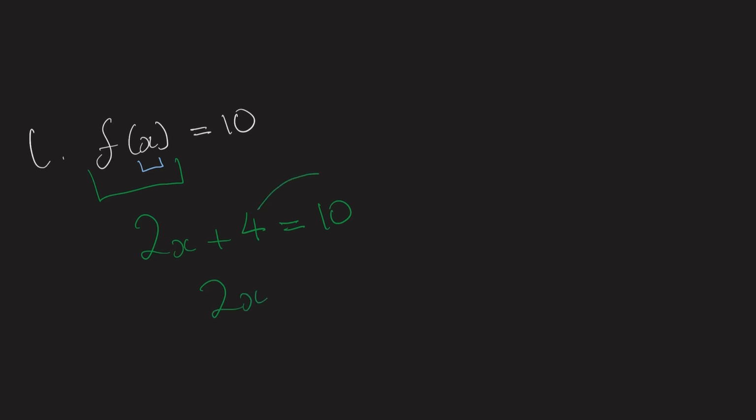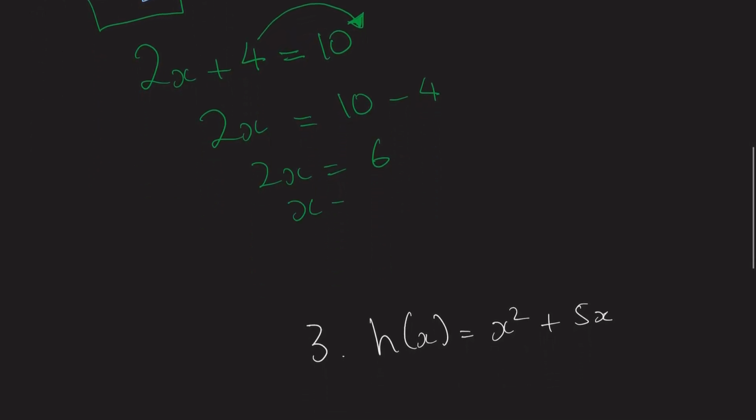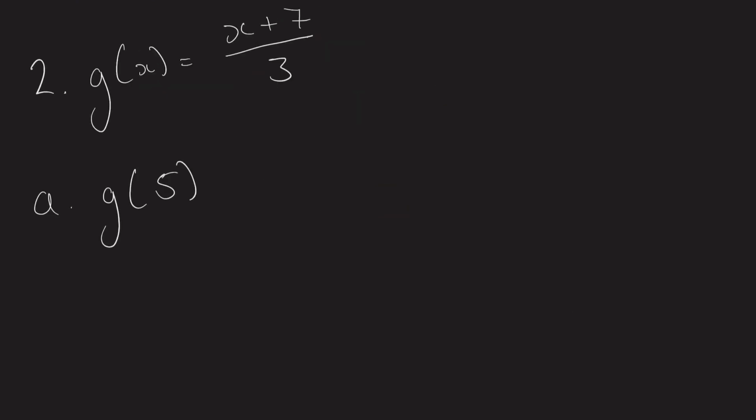So bring the 4 over to the other side. And whenever you move a number from one side to the other, it changes sign. So that'll become minus 4. So 10 minus 4. And that equals 6. And now we divide both sides by 2, which equals 3. Now moving on to the next question.